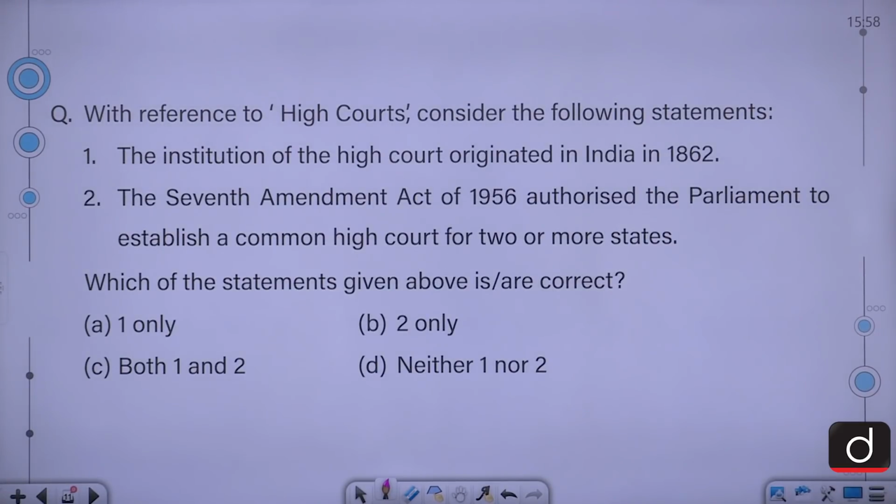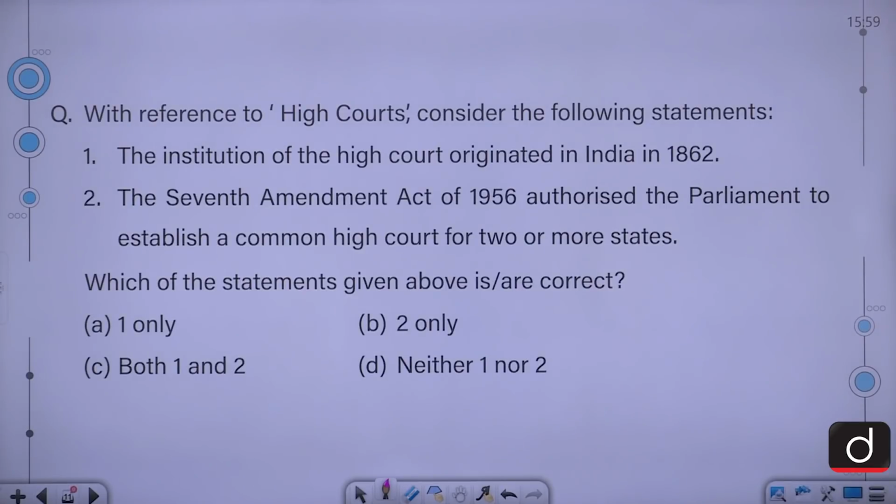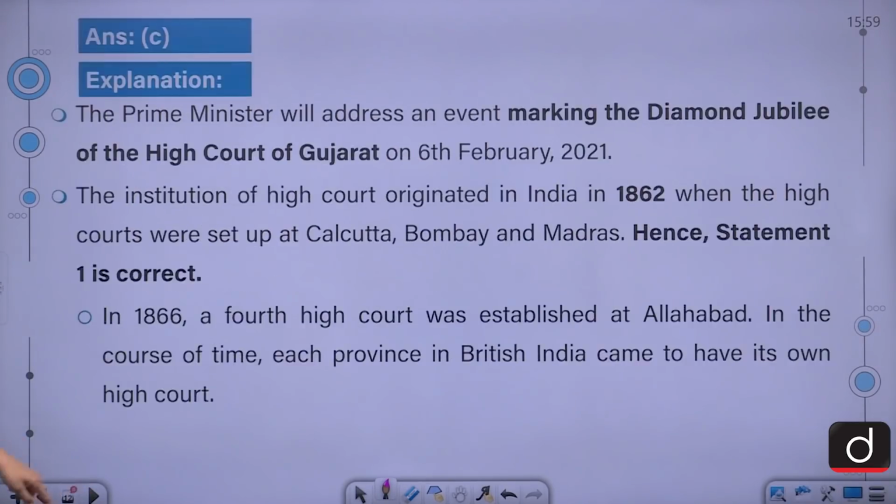With reference to High Courts, consider the following statements. One, the institution of the High Court originated in India in 1862. Two, the 7th Amendment Act of 1956 authorized the Parliament to establish a common High Court for 2 or more states. Which of the statements given above is or are correct? 1 only, 2 only, both 1 and 2, neither 1 nor 2. The correct answer to this question is C, that is both 1 and 2. Both the statements are correct.